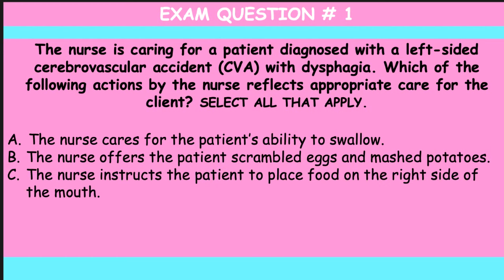C. The nurse instructs the patient to place food on the right side of the mouth. Let's go back to the question. It said that the patient had a left-sided CVA with dysphagia. When someone has a left-sided stroke, they're going to have a deficiency on the right side of their body. Just like if they were to have a right-sided stroke, they would have deficiencies or residual on the left side of their body. So if we were to put food on the right side of their mouth, the patient will not be able to move the food to the back of their mouth in order to be able to swallow, and they may choke on the food.